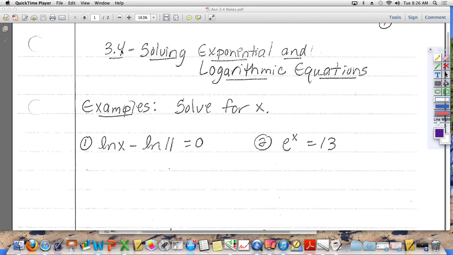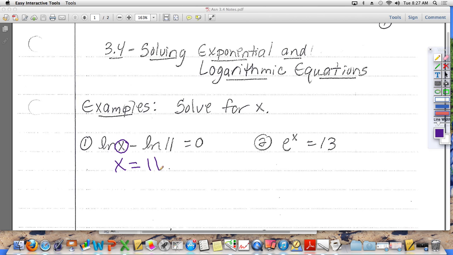So, ln of x minus the ln of 11 equals 0. What would this x value have to be in order to get an answer of 0? The ln of what number minus the ln of 11 would get 0? Yeah. So this is kind of a no-brainer here. Some of these things will be simple. Don't put too much thinking into all of them.